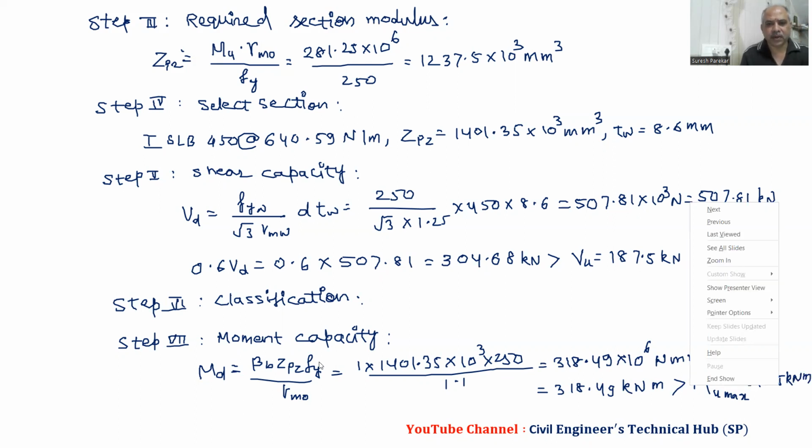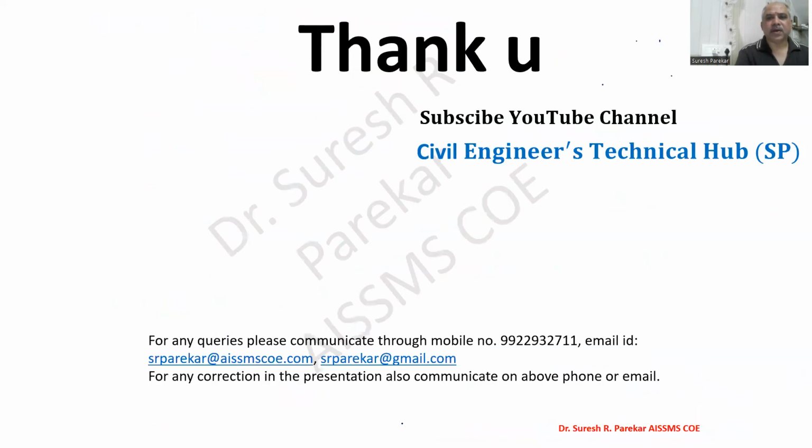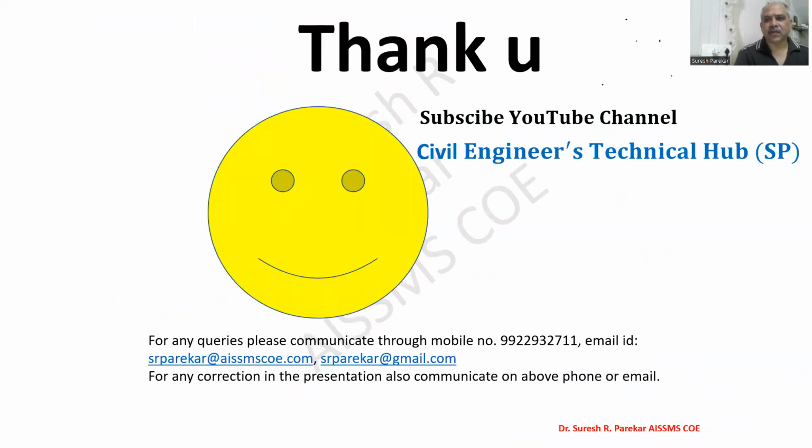Therefore safe, and therefore provide ISLB 450 at 640.59 Newton per meter. So likewise, we have to solve the problems of design. So now we will stop here only.